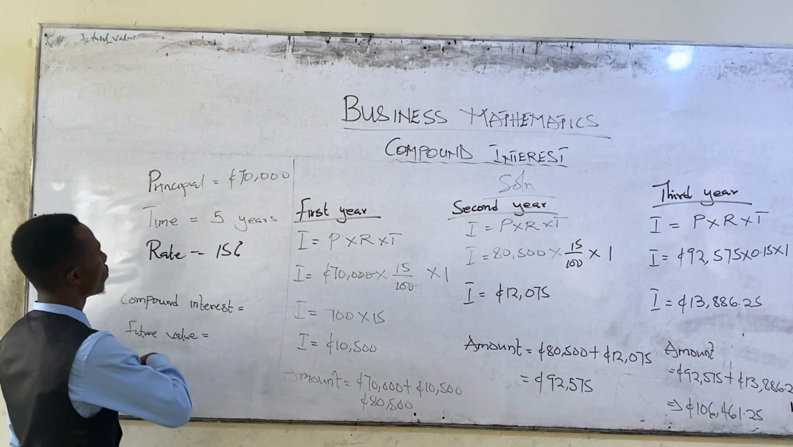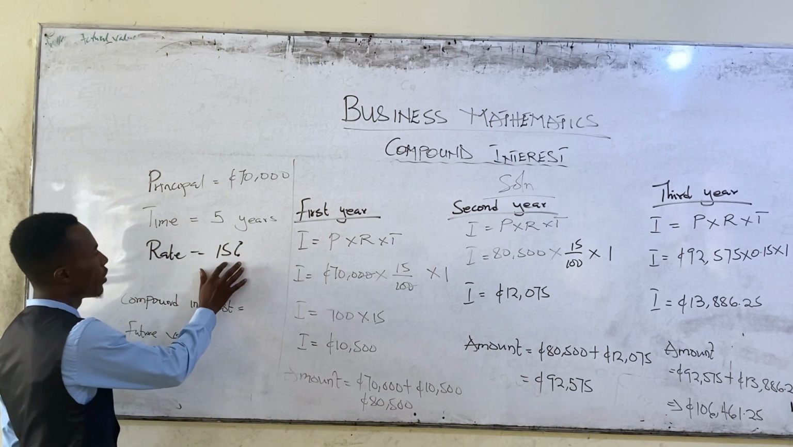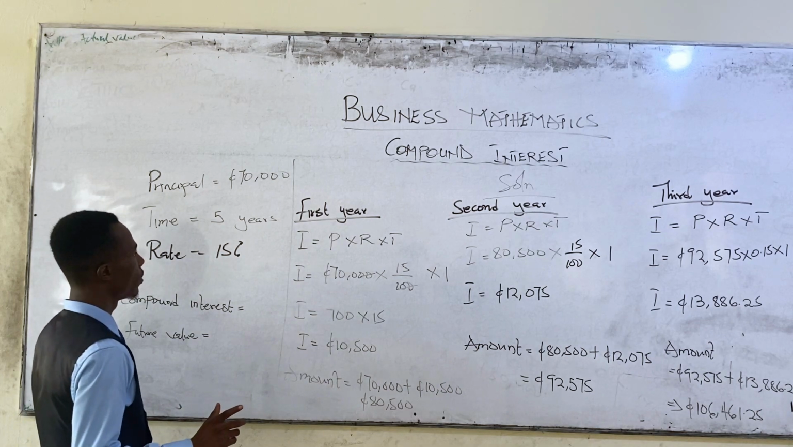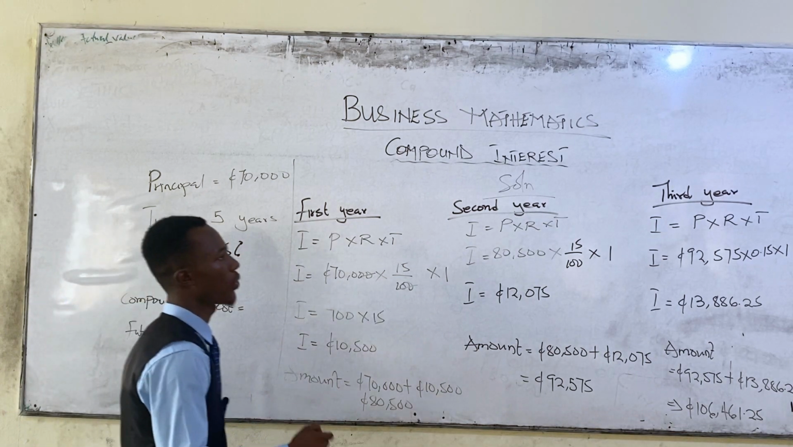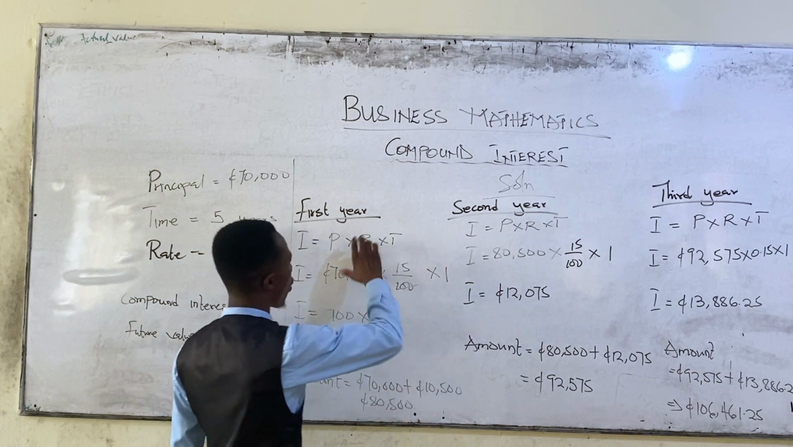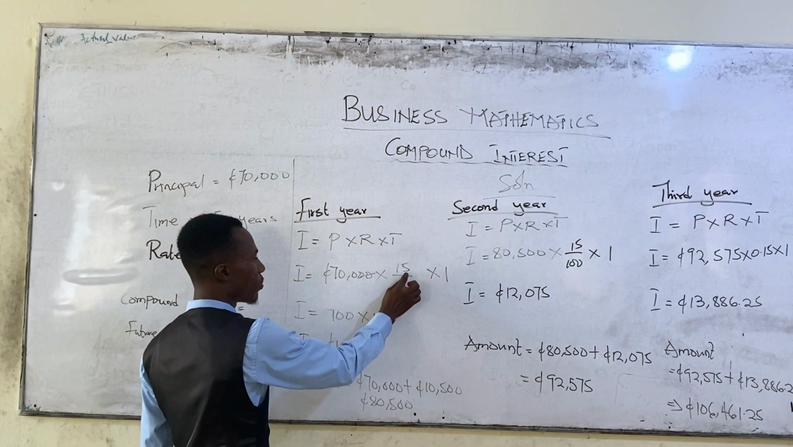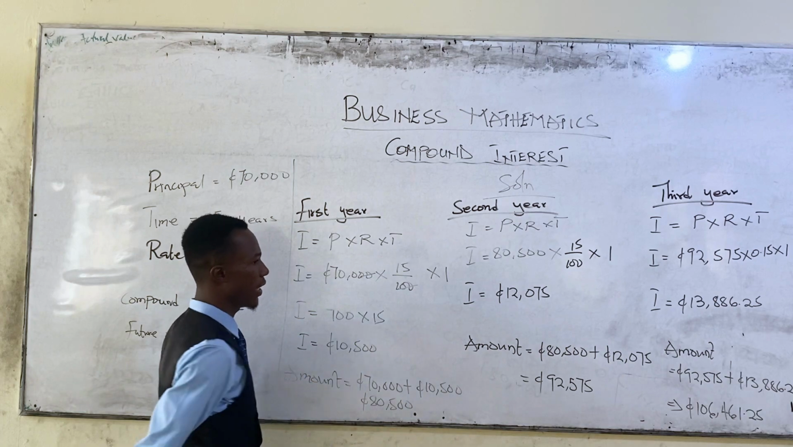you see, this one, the rate was given per what? Per annum. Do you get it? This rate is for every year. That is why when we are calculating the compound interest, we just multiply the rate by 1 year. Okay.